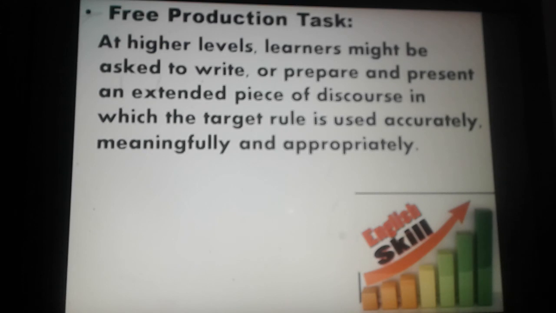I explained for you the practice. First one is practice, sorry. The production stage, which has three types of production tasks, which are production tasks, contrast strategy and free production tasks. This is the lesson for today.